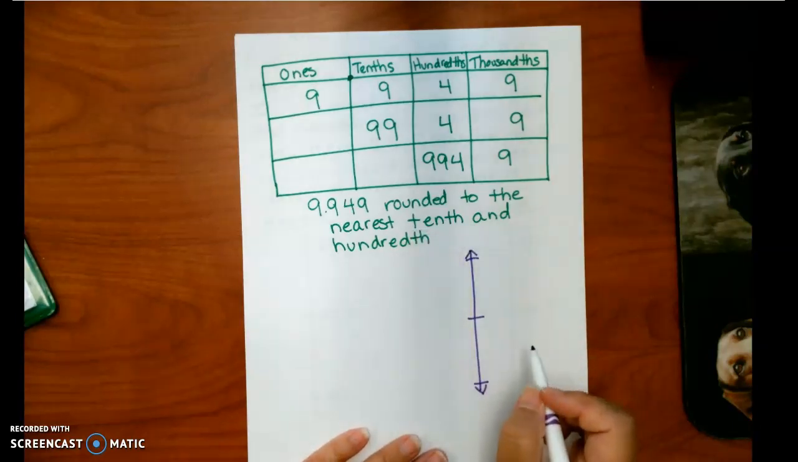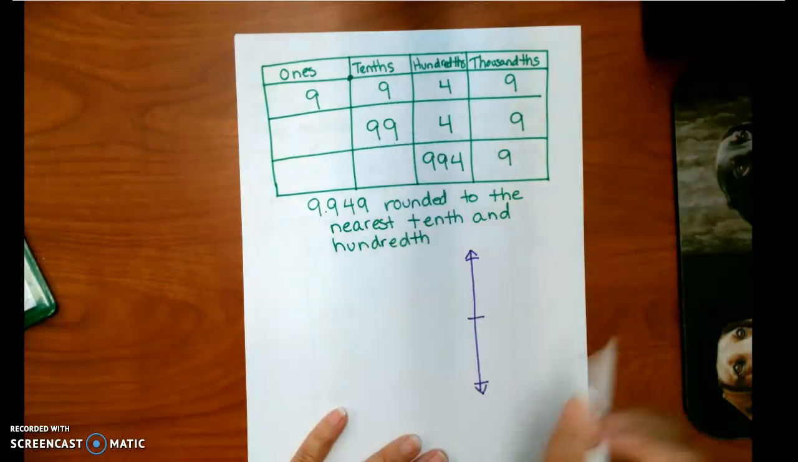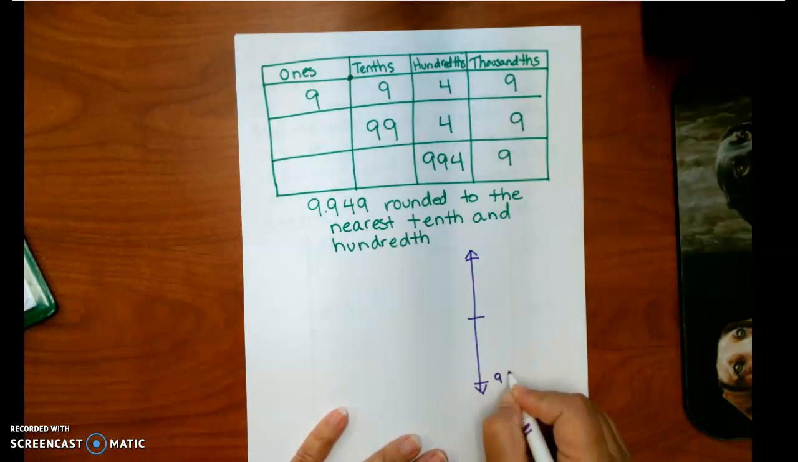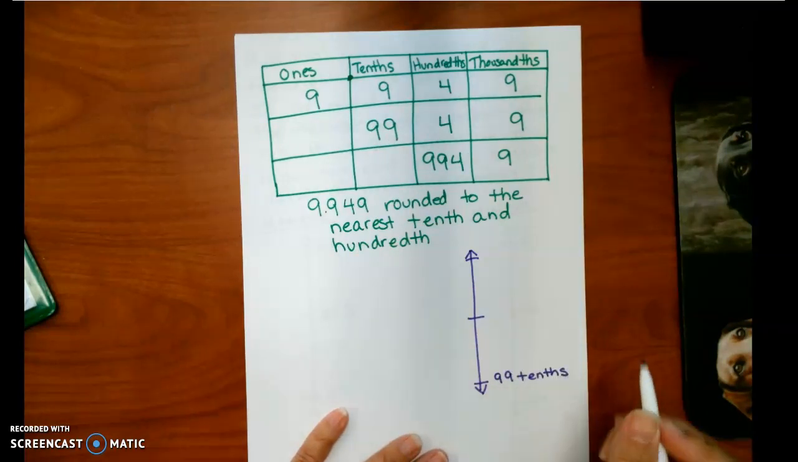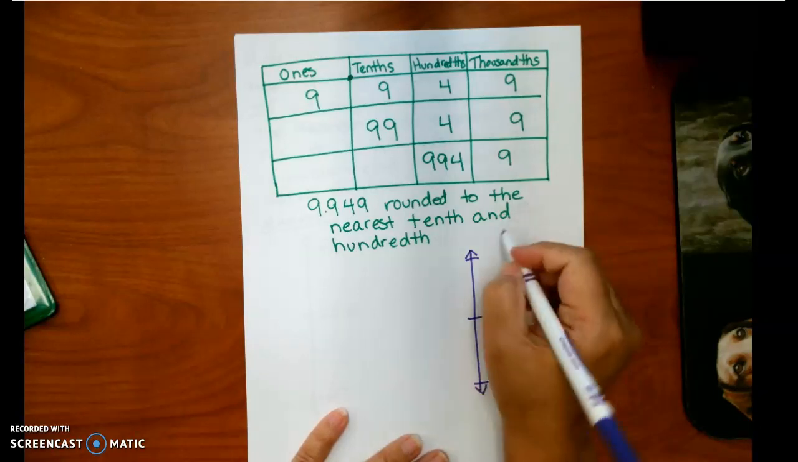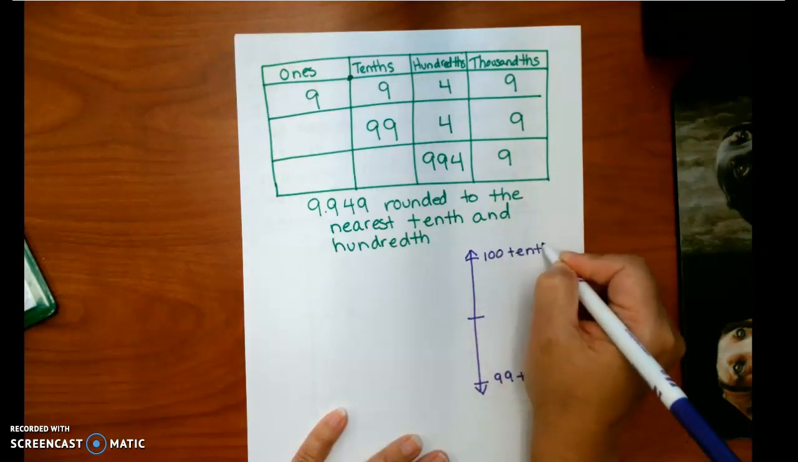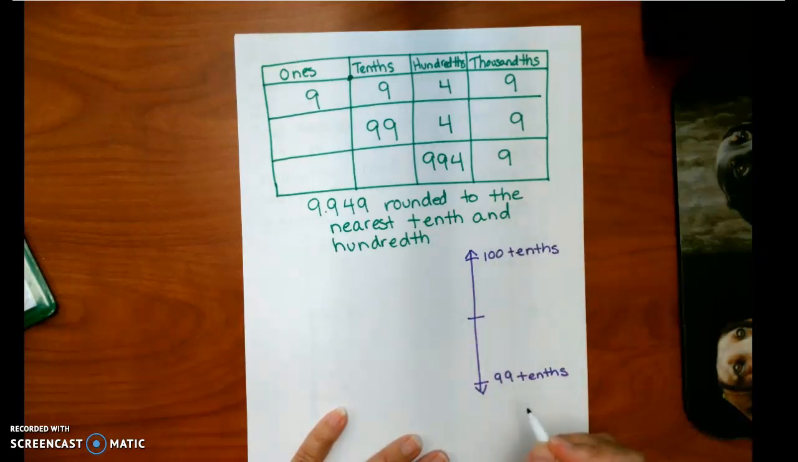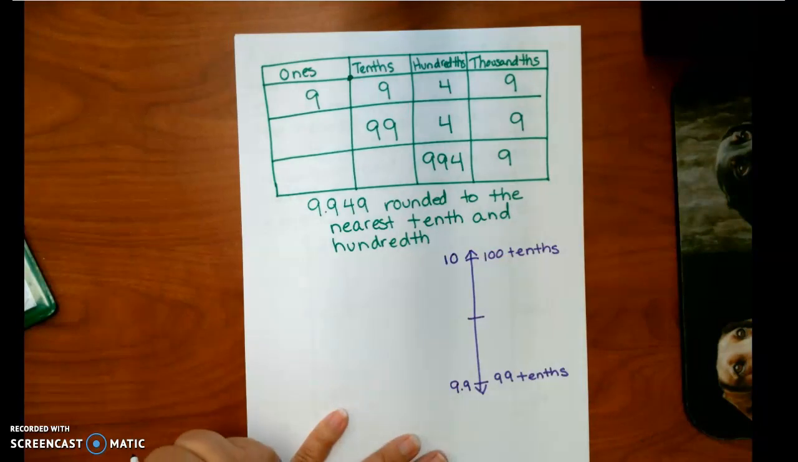So, how many tenths do I have? 99. So that's my bottom, my minimum value. My maximum value would be 100 tenths. So this is 9 and 9 tenths. That's 10 because one more is going to be 10.